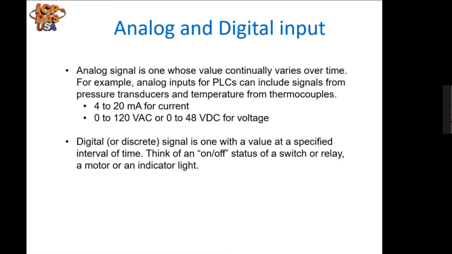By contrast, a digital or discrete signal is one with a value at a specific interval of time. Think of a switch or relay, a motor, or an indicator light. They can only have two states, either on or off.